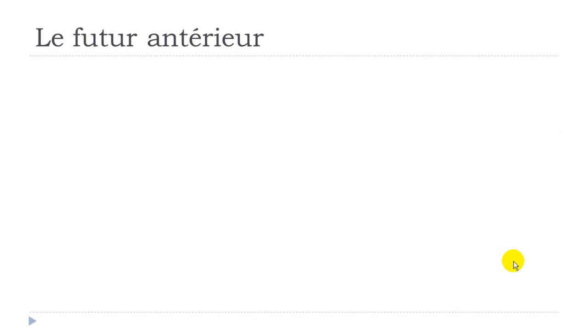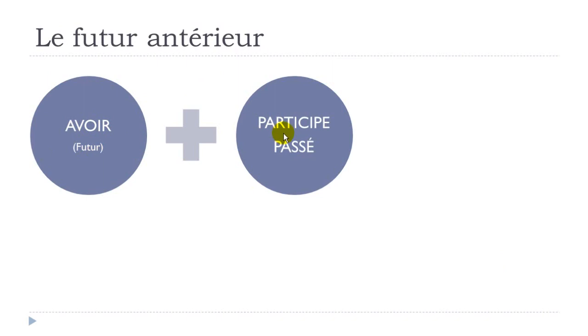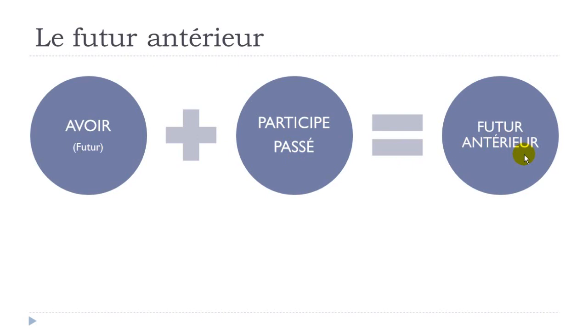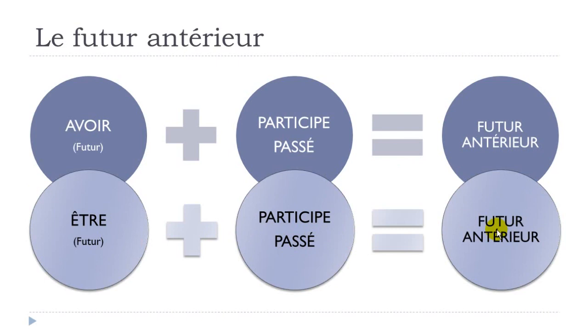If you want to construct this future anterior form, first you will have for most of the verbs avoir, and it should be at the future form, and then the participe passé form, and you will get your future anterior. In some cases, you will have to use être at the future form, so le futur. Then your participe passé form, and you will get the future anterior form.